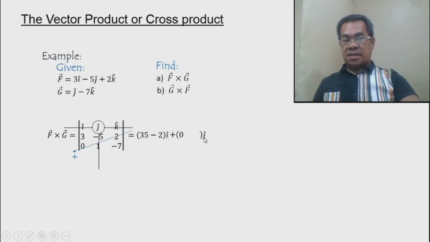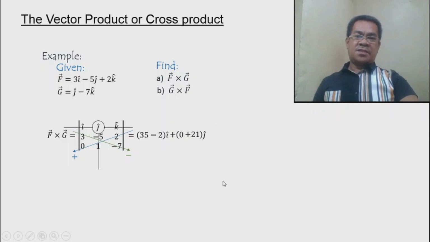Okay, we have this J and we have this I. So, we have another term here. So, the other term is the reverse. And this is now negative. So, 3 times 7 is negative 21. And because this is negative, this should be positive 21. Did you understand? Okay, again, this is 0.